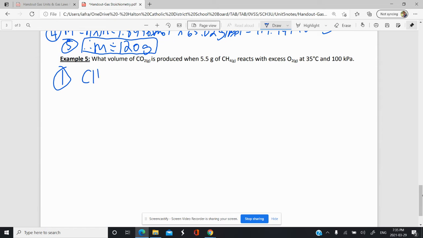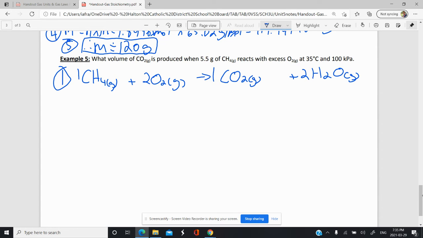We have CH4 gas reacting with excess O2, which is good. That means we don't have to find a limiting reagent, because we're told that O2 is the excess and CH4 is the limiting reagent as a result of that. And there's excess oxygen, so it's going to be a complete combustion: CO2 plus H2O. And we need to have 4 H's, so let's put a 2 here, a 1 here, a 1 here. Now we're perfectly balanced. And we want to find the volume of CO2.